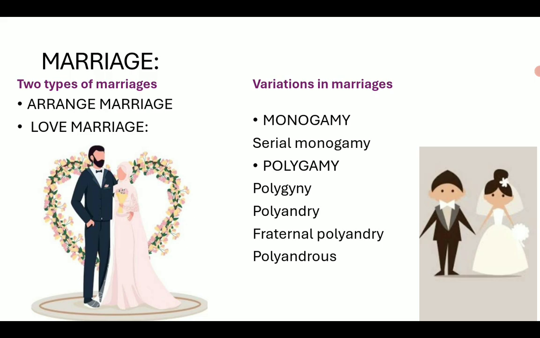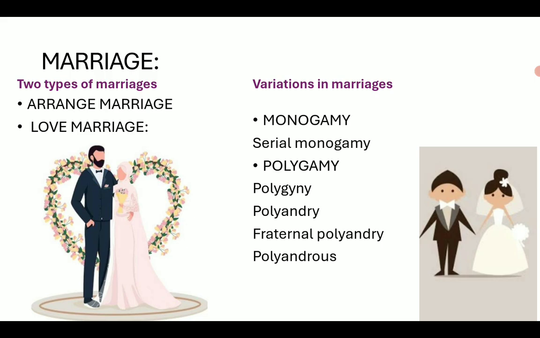Starting with marriages, there are two types. In arranged marriage, the partners are chosen by the elder members of your family, and in love marriage, the partner is chosen by yourself. You choose your partner by yourself. There are many different types of marriages, so let's talk about them.